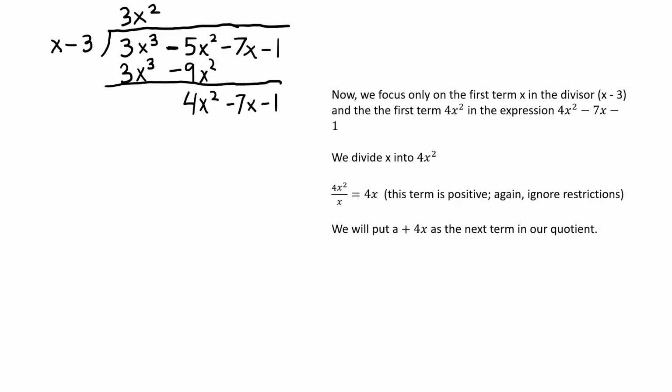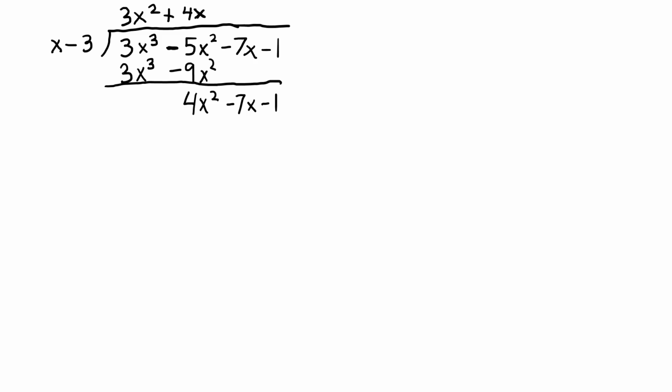We're going to divide x right here into 4x squared. So 4x squared divided by x is 4x, and ignore the restrictions. And we're now going to put a positive 4x as the next term up here. Okay, so we'll show those steps. So there we go. We've got that positive 4x.